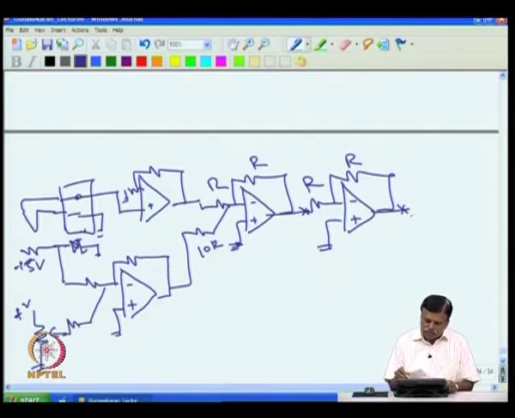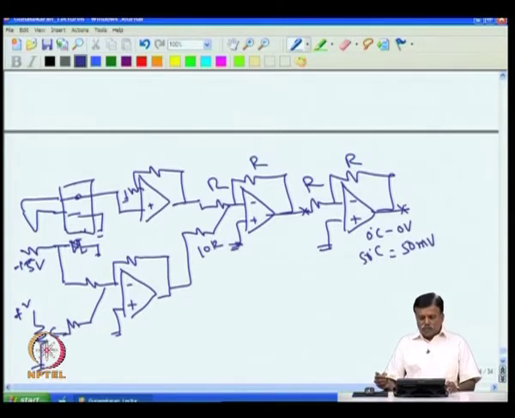That means at 0 degree C you will get 0 volt. If it is at 50 degree, then you will get 50 millivolt. So every 1 degree you will get 1 millivolt output. Now this should be used to control the temperature of the oven.